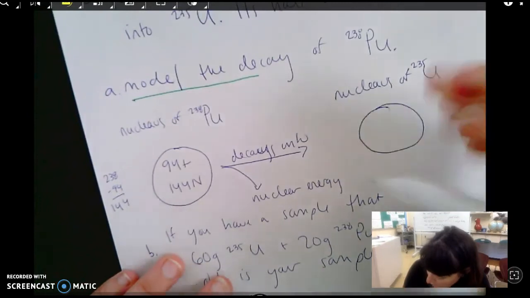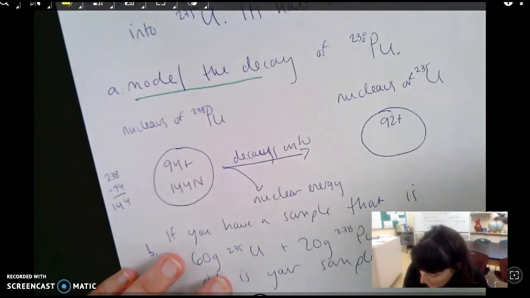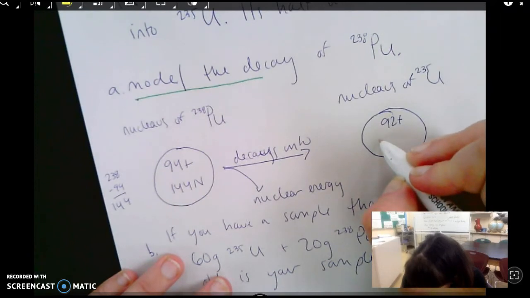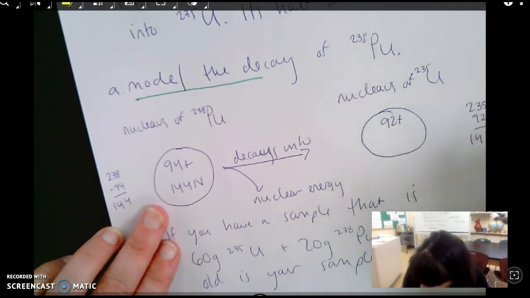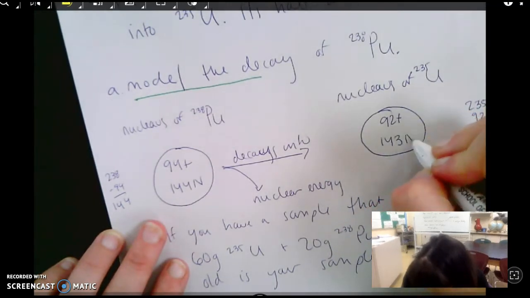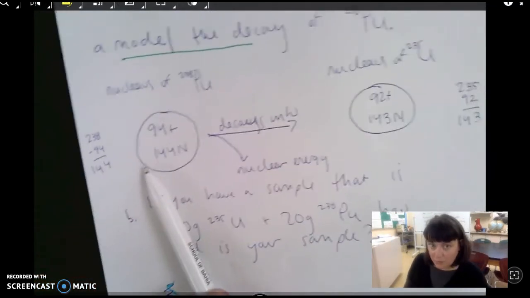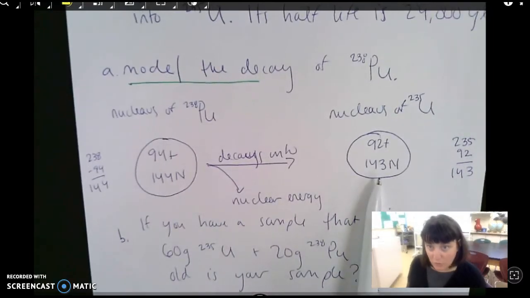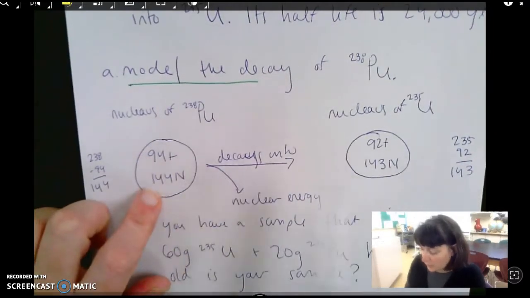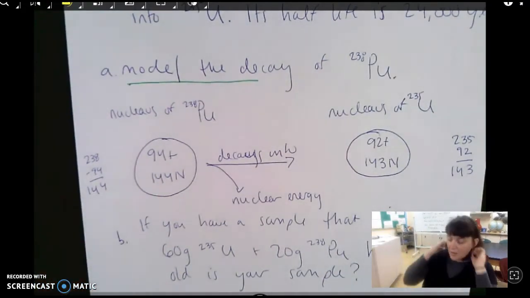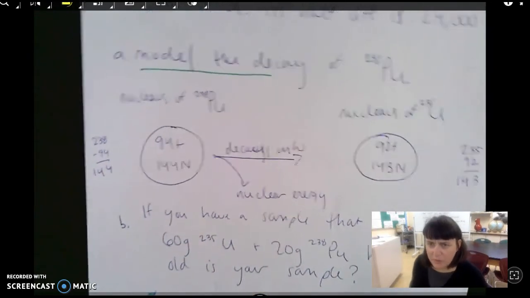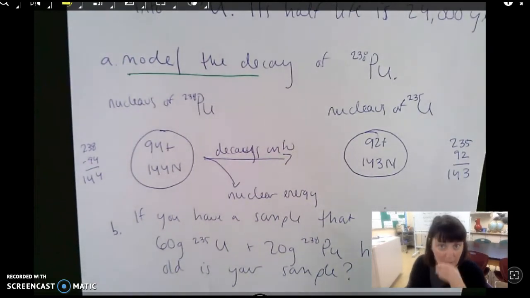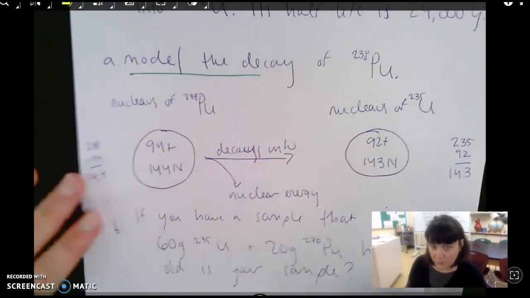So 92 protons. And I know that it has what would it have? So I'm just going to do math because I don't want to do this wrong in a video. So 143 neutrons. Okay, so here I can see that when plutonium-238 decays into uranium-235, it loses 2 protons and loses 1 neutron. Great. These particular types of elements have lots of different isotopes.